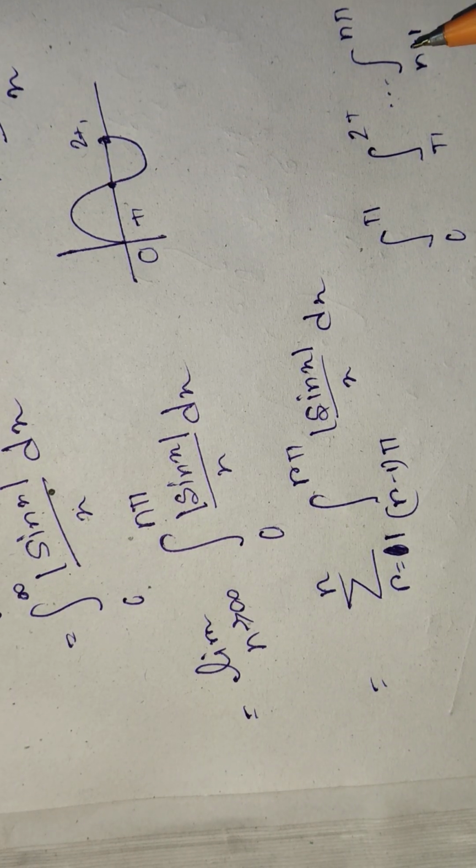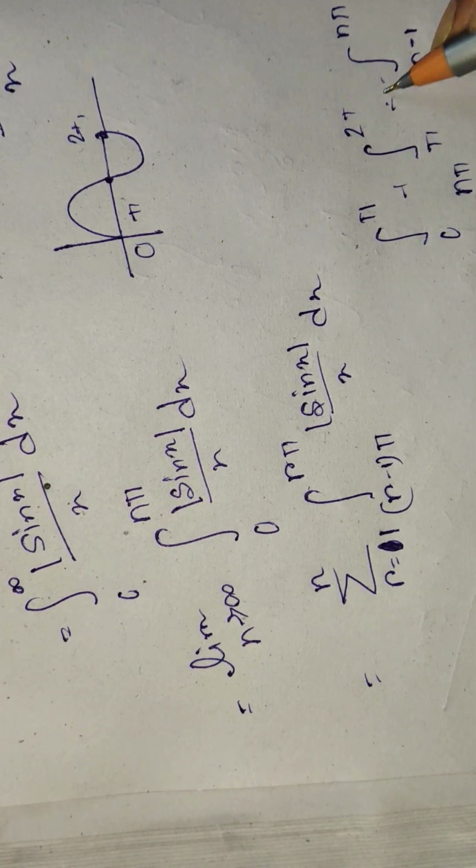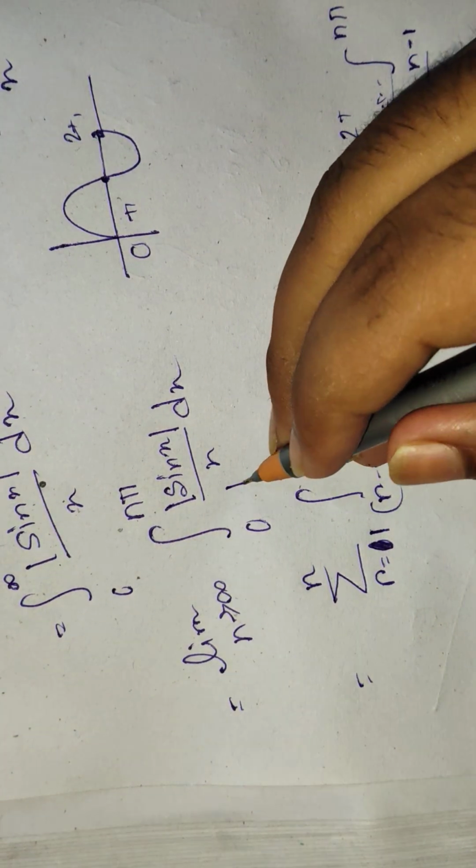We are basically breaking the limits. Now we can sum it to 0 to n pi, right? We can say this is basically nothing but the summation over n pi. So we can say this is equal to this.